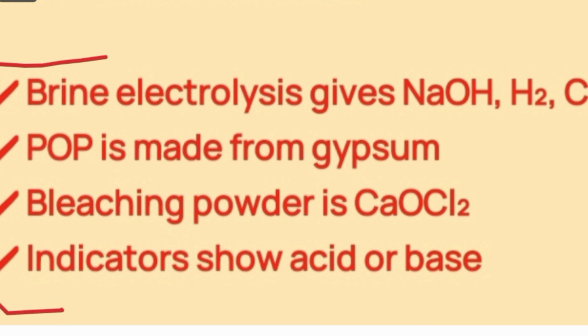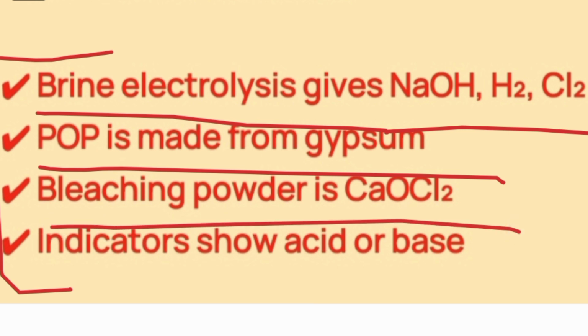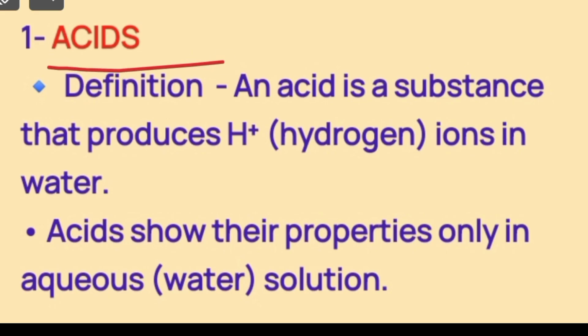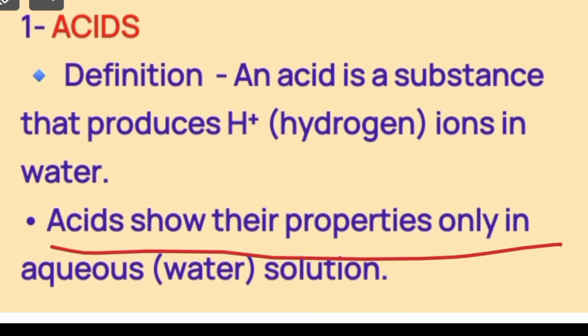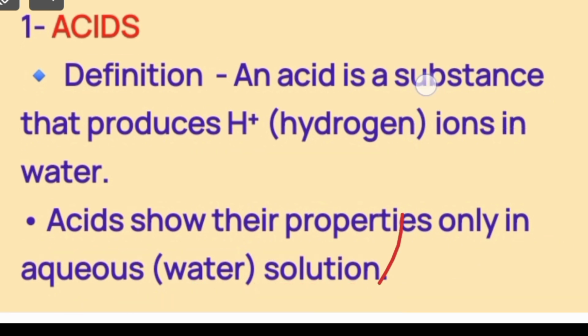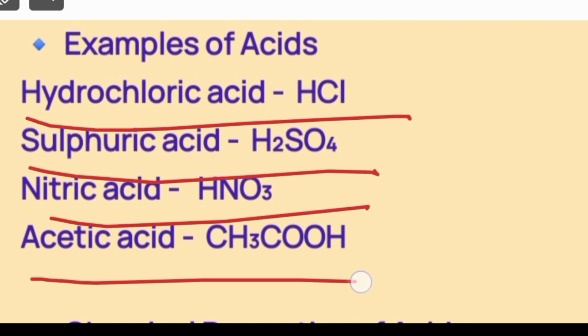Now see the important points of this chapter. Brine electrolysis gives NaOH, H2 and Cl2. POP is made from gypsum. Bleaching powder is CaOCl2. Indicators show acid or base. Now see the definition of acid. An acid is a substance that produces H+ hydrogen ions in water. Acids show their properties only in aqueous solution, water. Examples of acid: hydrochloric acid, HCl, sulfuric acid, H2SO4, nitric acid, HNO3, acetic acid, CH3COOH.